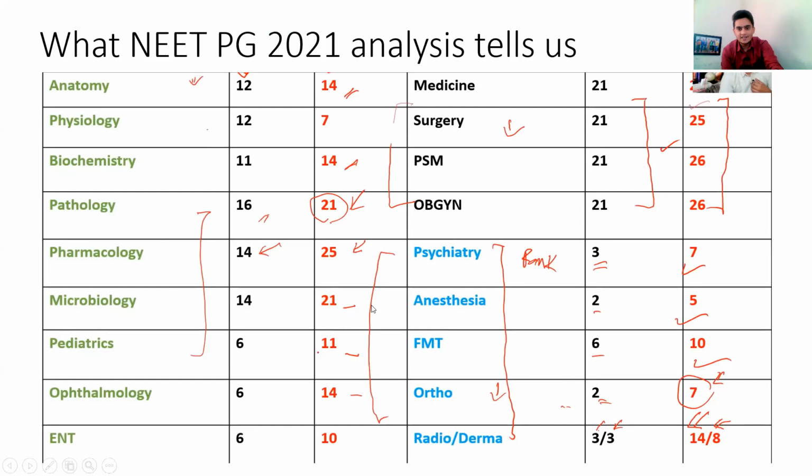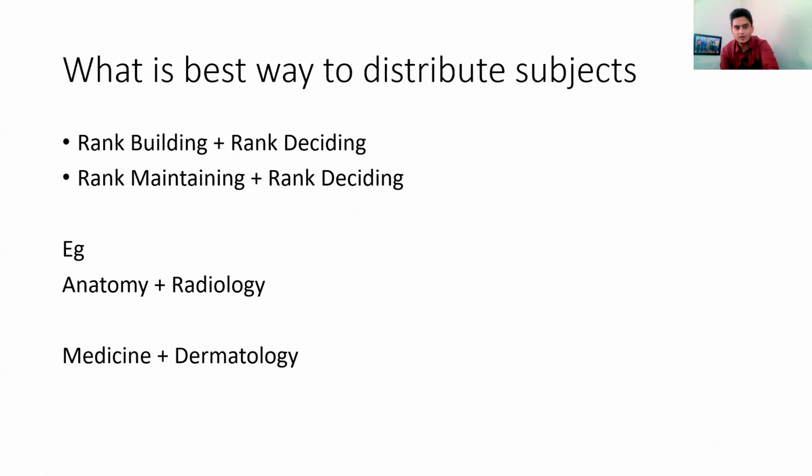Also, if you see the rank deciding subjects, like psychiatry, it's not changing. Just 3 questions are expected, but you can solve 7. FMT 10, radiology, dermatology 14 and 8. So you can see the number of questions that you can solve from this particular category. That is why subject division becomes very important. Now, what is the best way to distribute subjects? You should keep one small subject and one big subject: one rank building plus one rank deciding, or one rank maintaining plus one rank deciding.